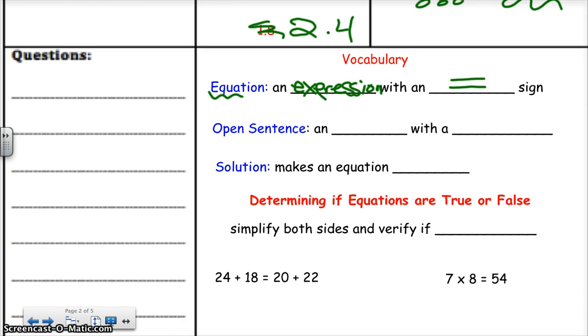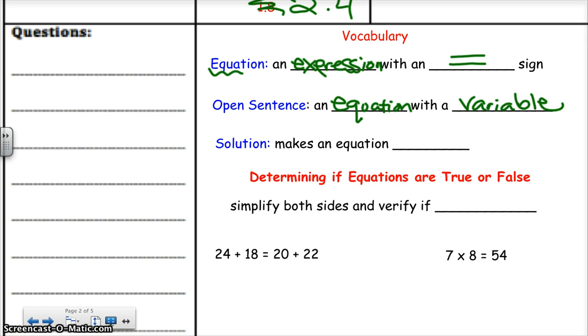An open sentence. It's an equation with a variable. So it's some sort of an equation that has a variable connected. Your expectation today when you identify if things are a solution, if it has a variable, you can say it's open. So it's an equation with a variable. Solution, we've learned this before. It makes an equation what? Equal, true, right? So it makes the equation equal/true.